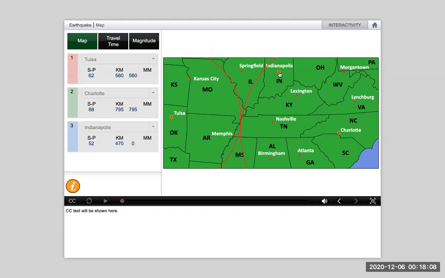Now Indianapolis. If your measurements are correct, your three circles should exactly or nearly intersect on the same point on the map. I'm going to go to 470. That is the location. So this is decent, but not great.